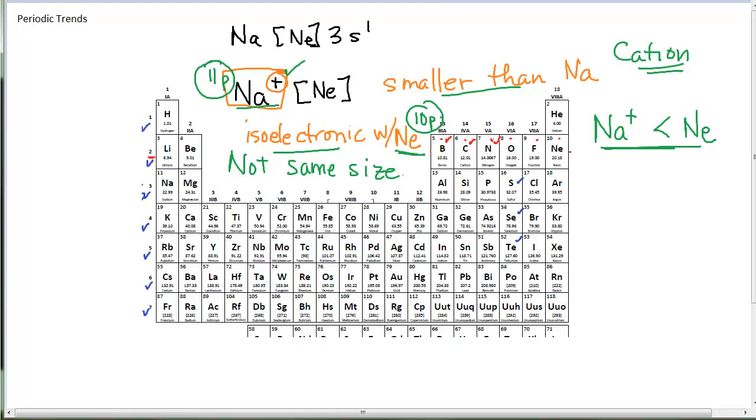If I look at the anion, I see exactly the opposite. Remember that anions are negatively charged, so for example, oxygen looks like helium 2s2 2p4.